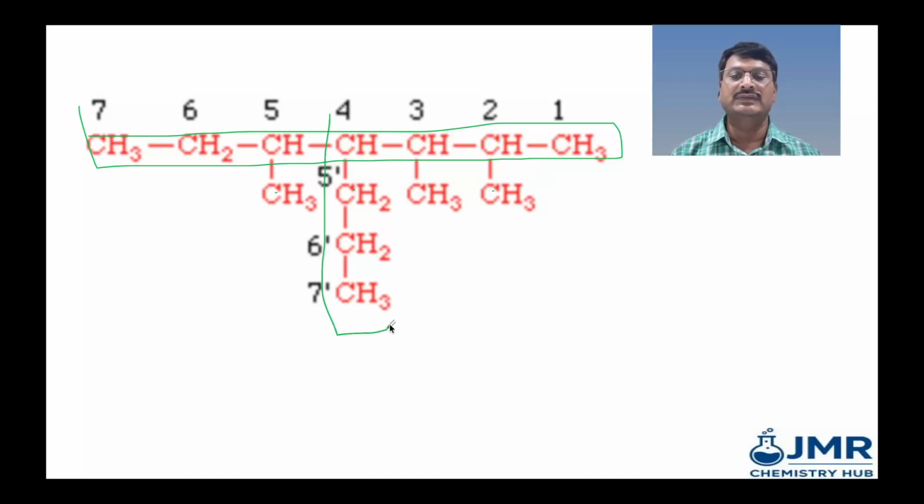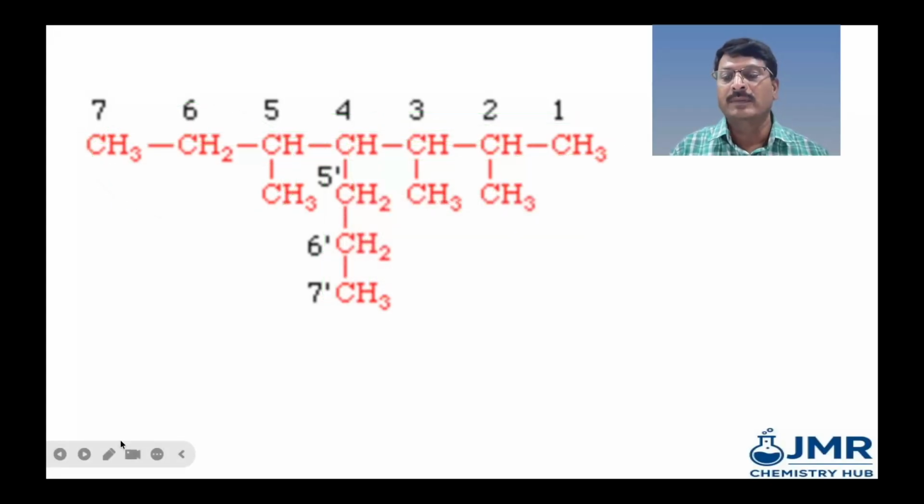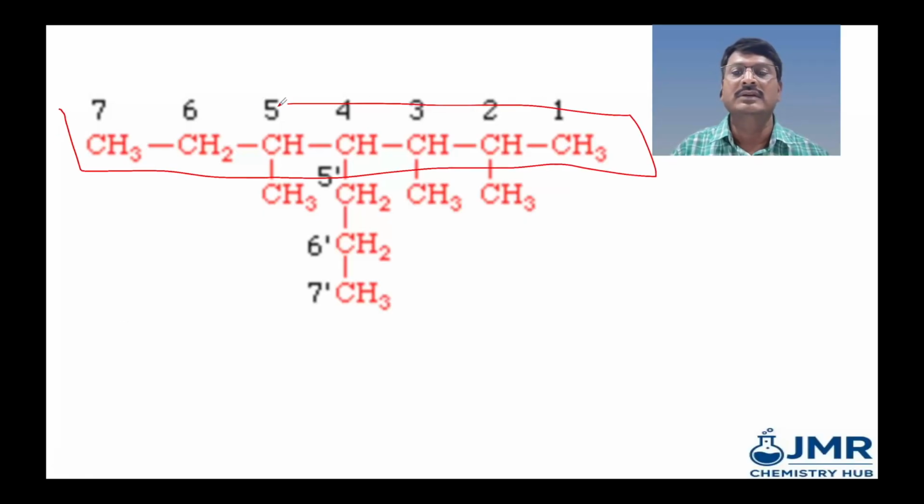If you select this one as the parent chain, you get 1, 2, 3 only. So this chain contains 4 substituents and this chain contains 3 substituents. That's why you have to select this chain as the parent chain. So in this example, this is the parent chain.